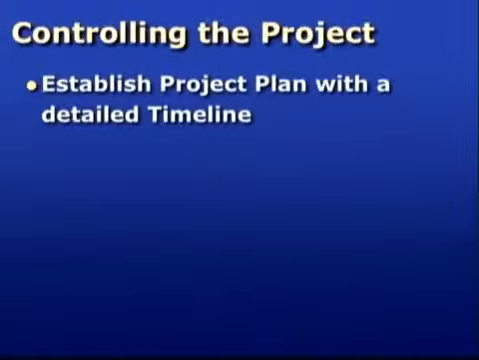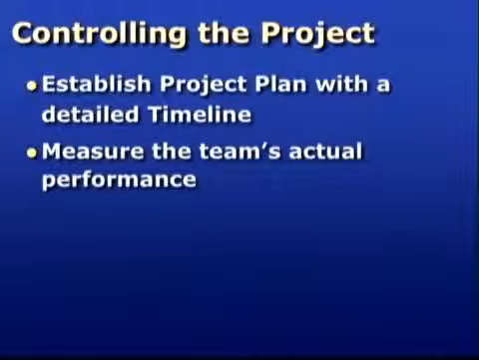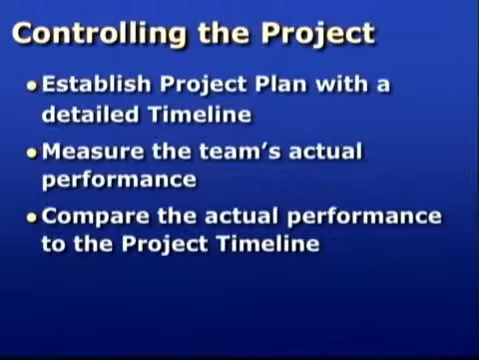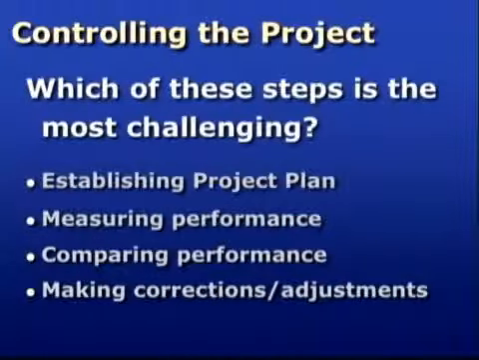To control anything, there are 4 things you must do. Know what you are trying to accomplish, measure what is actually being accomplished, compare the two, and then make whatever corrections are needed. In project management, which of these 4 steps do you think is the most challenging?